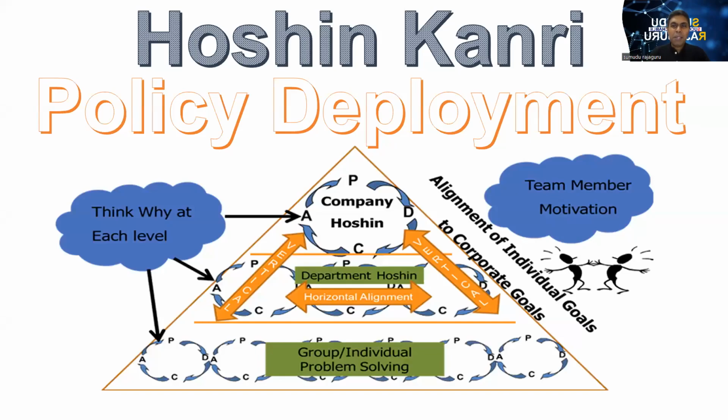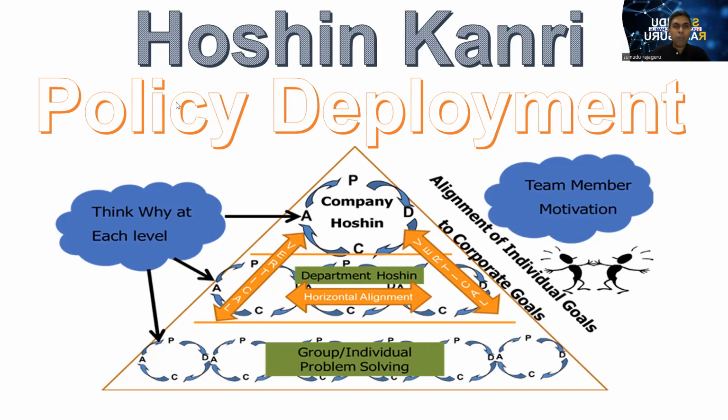Hello everyone. Today I'm going to discuss with you another important topic in manufacturing. According to the Japanese language, it is called Hoshin Kanri. When we convert that into English, it is policy deployment. Now you can see the picture added in here also. You can see company Hoshin, then department Hoshin, then group individual problem solving.